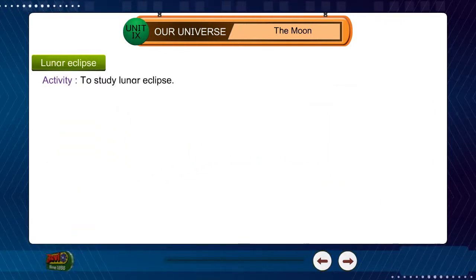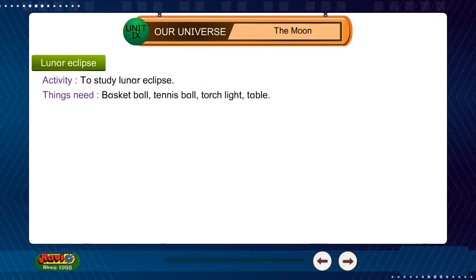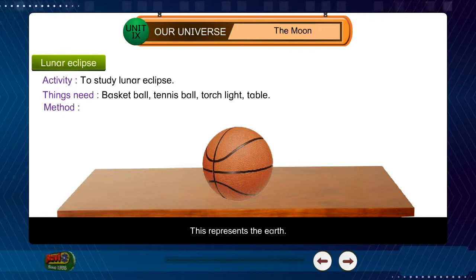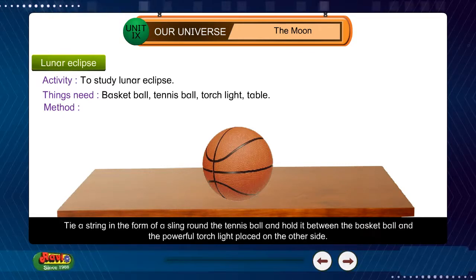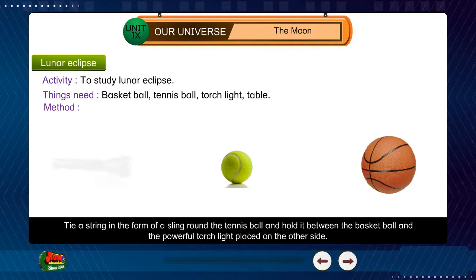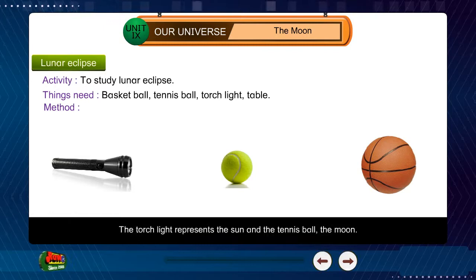Activity: to study lunar eclipse. Things needed: basketball, tennis ball, torchlight, table. Method: place the basketball on the table. This represents the earth. Tie a string in the form of a sling round the tennis ball and hold it between the basketball and the powerful torchlight placed on the other side. The torchlight represents the sun and the tennis ball the moon.